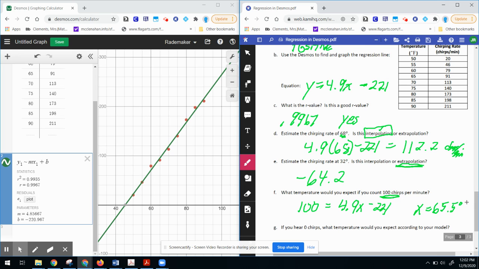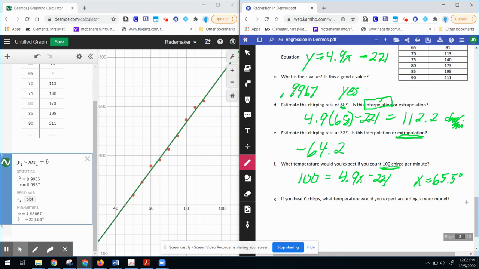And the last one is, if you hear 0 chirps per minute, what temperature would you expect? It's the same thing. You're going to plug in 0 for y and solve for x. Add 221 to both sides and then divide by 4.9. When you solve for x, you get about 45 degrees.